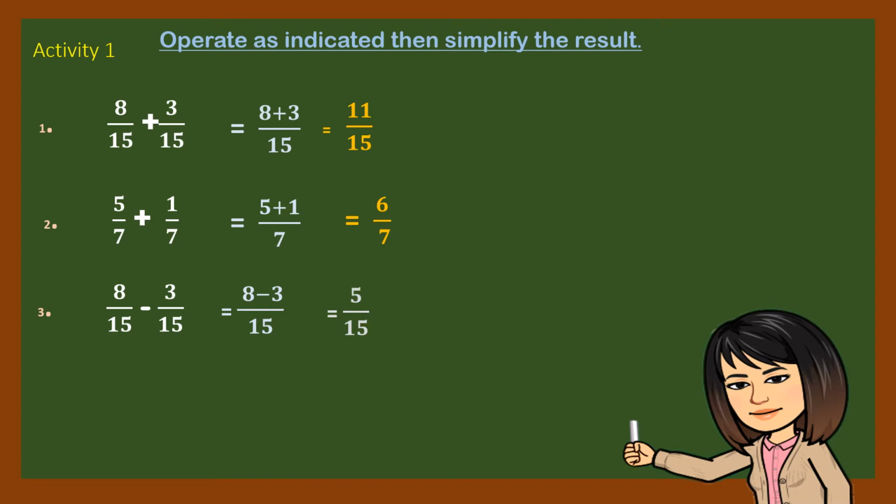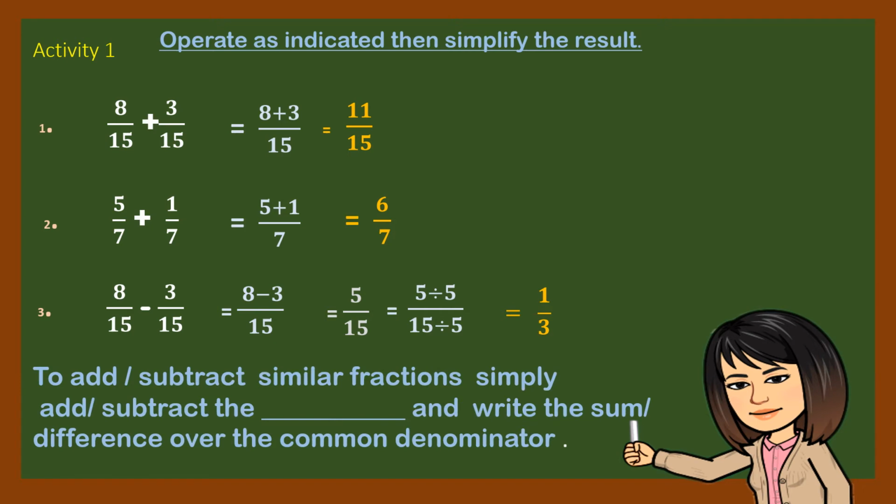So, we have 5 over 15. It is not yet done because there is a common factor between 5 and 15. So, divide both numerator and denominator by 5. So, we have 1/3 as the final answer. Next, for the second activity, let us answer this first. To add or subtract similar fractions, simply add or subtract the numerators and write the sum or difference over the common denominator.